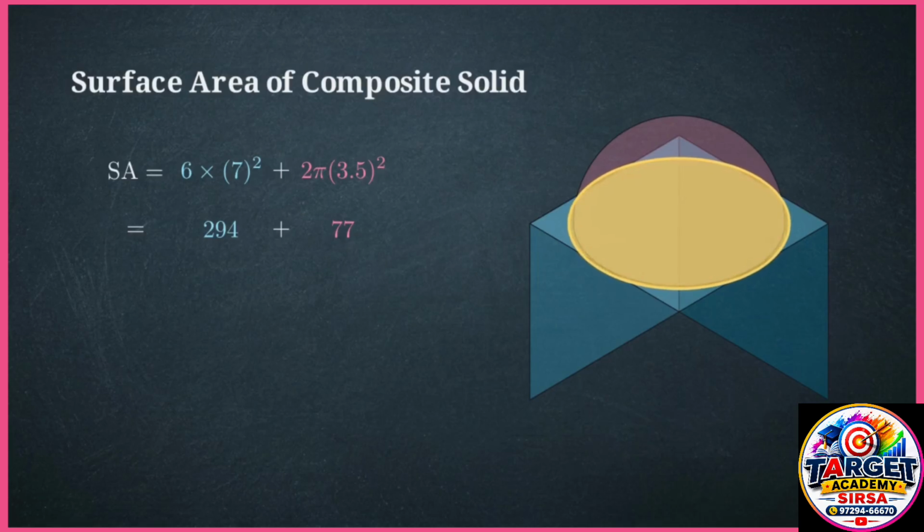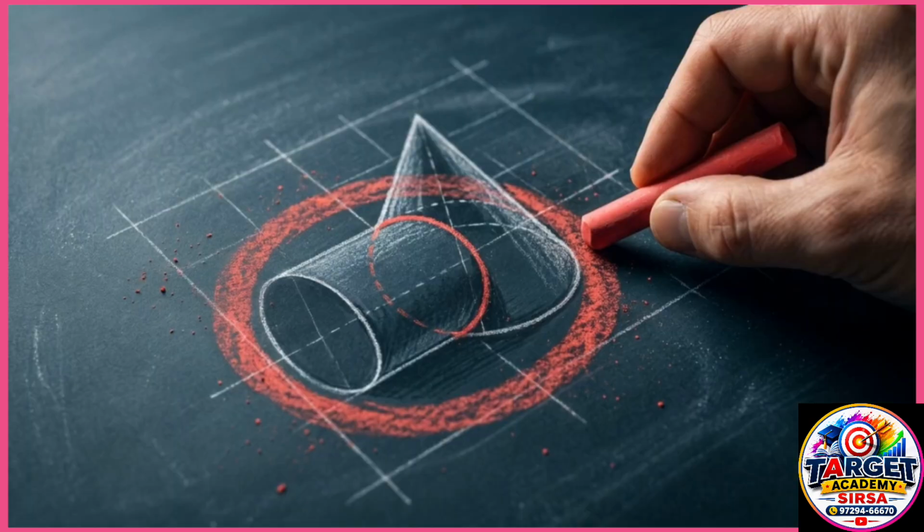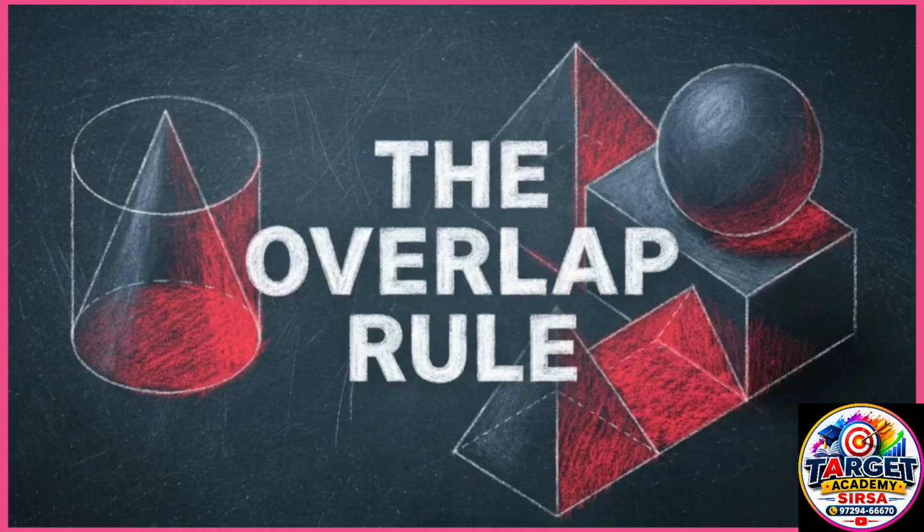Because that circle is now inside the solid, it can't be painted. We have to subtract that hidden area from our total. Removing that one circular base gives us the correct surface area of 332.5 square centimeters. This is a key principle of composite geometry. Any hidden connection points between shapes must be subtracted to avoid counting surfaces that are no longer exposed.